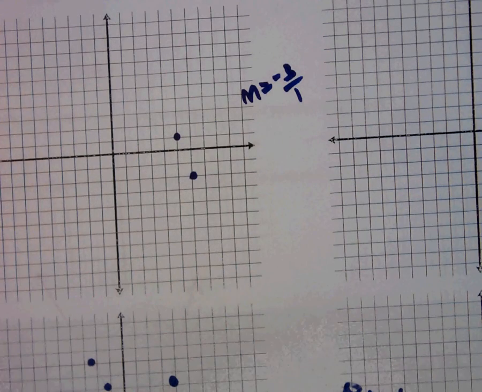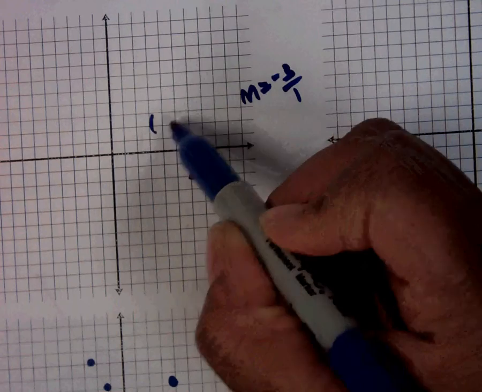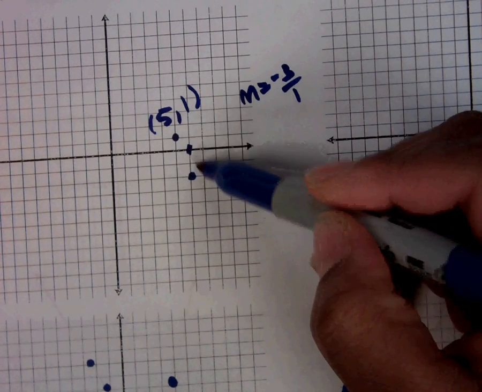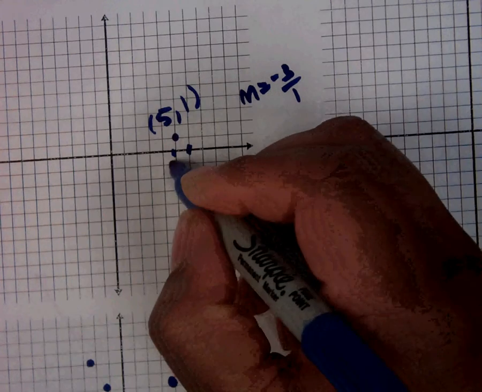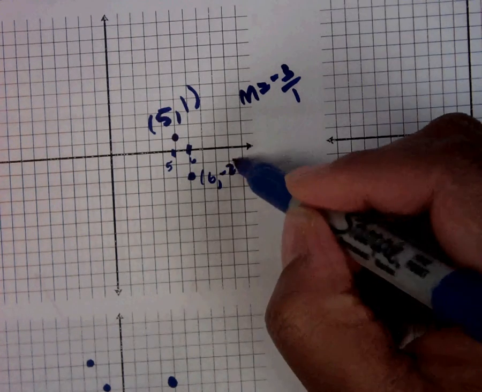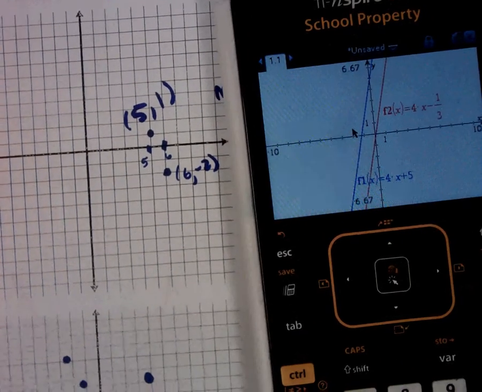I was going to keep going, but I forgot. I got to stop. The reason for doing this is to use the shortcut. If this is 5, 1, this would be 6, because this is 5. This would be 6, negative 2. Now that I have 2 points, I can use menu 613.